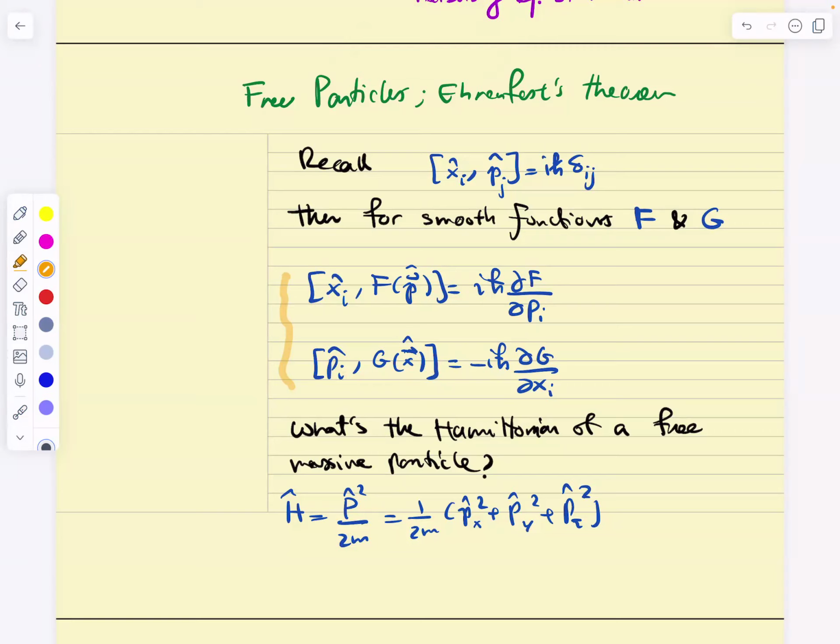How would you prove it? Let me just sketch the proof. Let's say the first one. How would you prove it? Give me an example of a simple f of p, a simple one. Just p is just obvious, right? You know the equation, but something more. P squared, okay. So here's p squared. How would you calculate this?